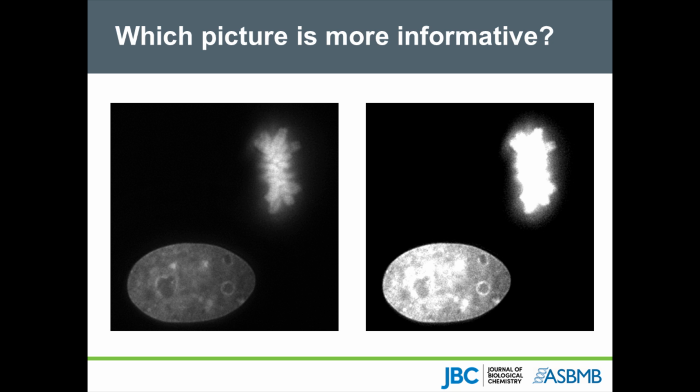Why is it so important to ensure you have the right exposure? First, if you look at this pair of images, which one is more informative? Now these are cells that were stained with DAPI. If you look at the one on the left, it shows a lot of the fine detail of the nucleus of the cell on the bottom, and you can actually see the chromosomes condensing in the cell on the top. Whereas if you look at the one on the right, all that nice detail is missing.